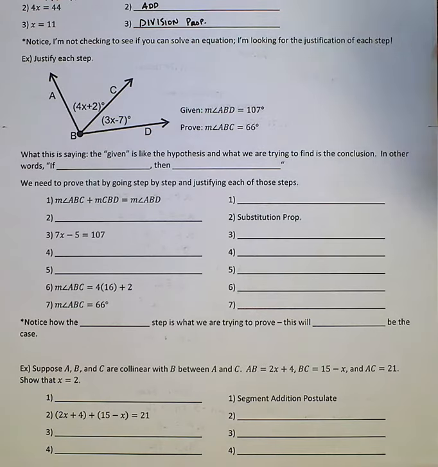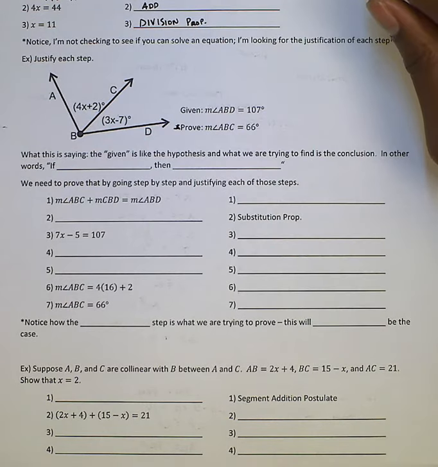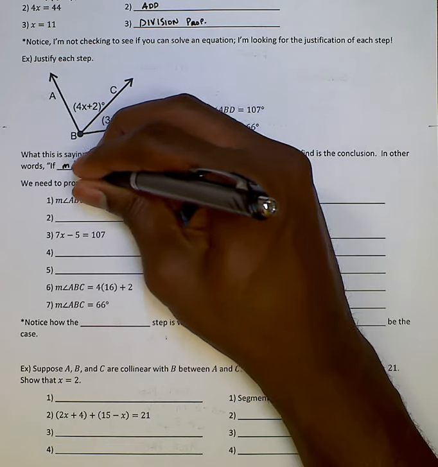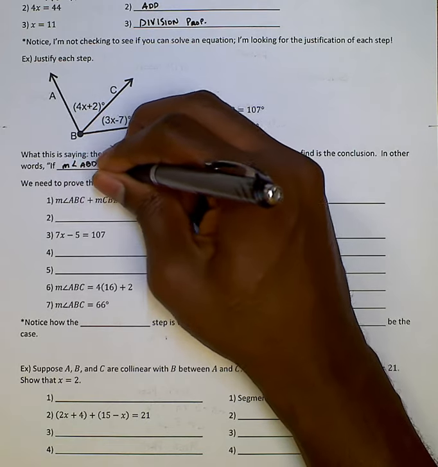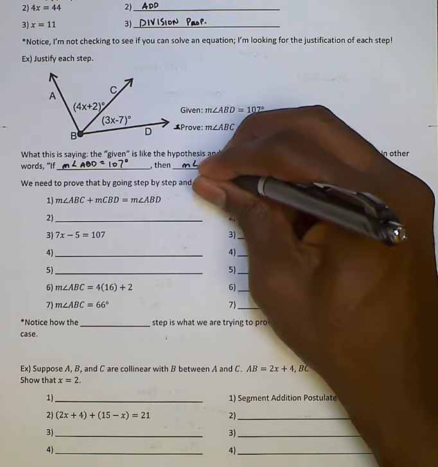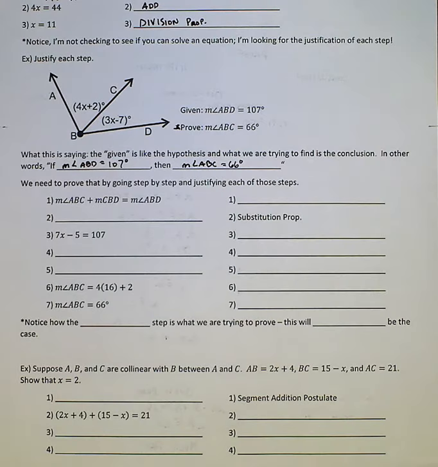We want to prove this. So what this is saying, the given is like the hypothesis, and what we're trying to find is the conclusion. So in other words, this is saying if the measure of angle ABD equals 107 degrees, then the measure of angle ABC is 66 degrees. Okay, so basically proving our conclusion from our hypothesis.